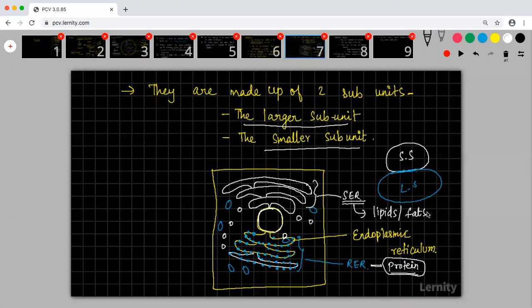The endoplasmic reticulum is a membrane structure where your ribosome is attached. So they are involved in protein production. And your smooth endoplasmic reticulum will be producing what? It will be producing lipids or fat. Are we able to understand?